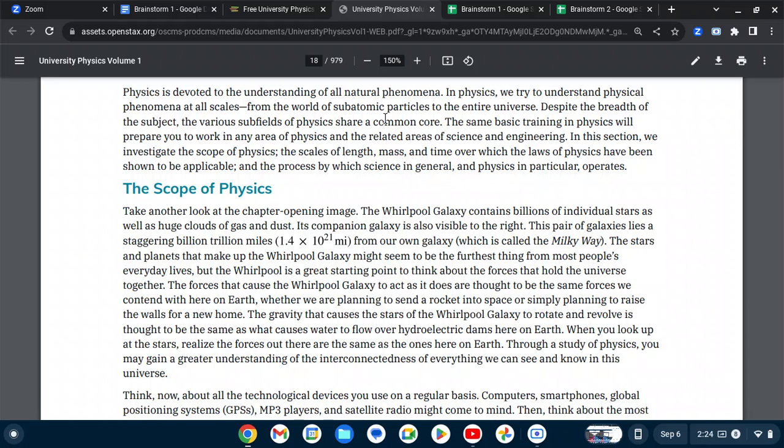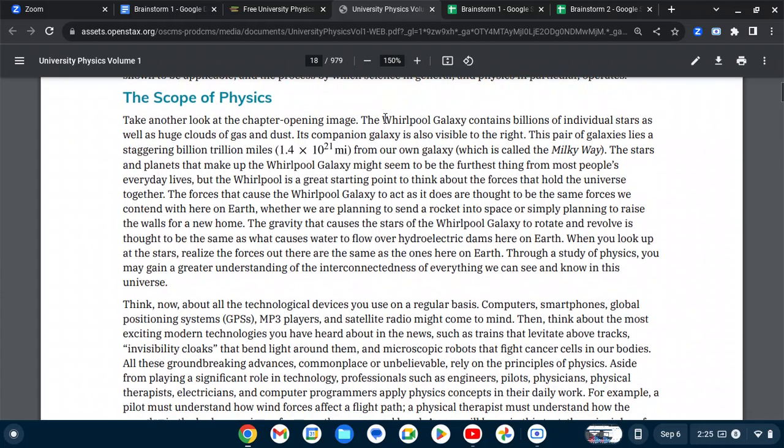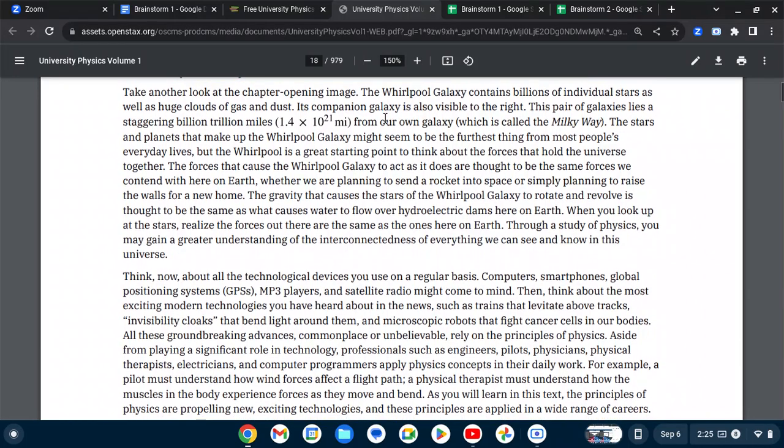The same basic training in physics will prepare you to work in any area of physics and the related areas of science and engineering. In this section, we investigate the scope of physics, the scales of length, mass, and time over which the laws of physics have been shown to be applicable, and the process by which science in general and physics in particular operates. The scope of physics. Take another look at the chapter opening image.